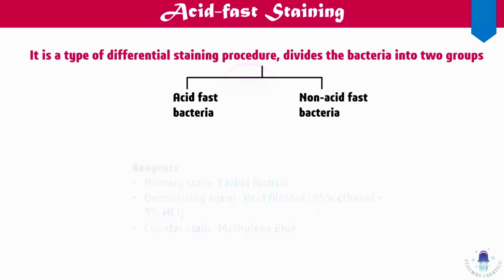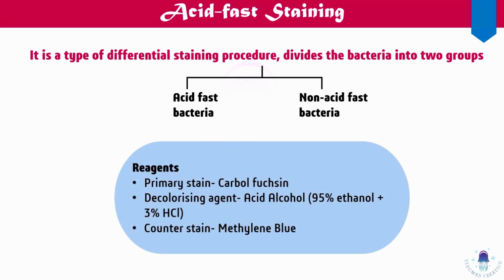Now, what are the reagents that are required in this procedure? The reagents that we need are a primary stain, a decolorizing agent and a counter stain. For the primary stain, carbolfuchsin is used. For the decolorizing agent, acid alcohol is used, which is composed of 95% ethanol and 3% HCl, and for the counter stain, methylene blue is used. So this is the carbolfuchsin and this is methylene blue.